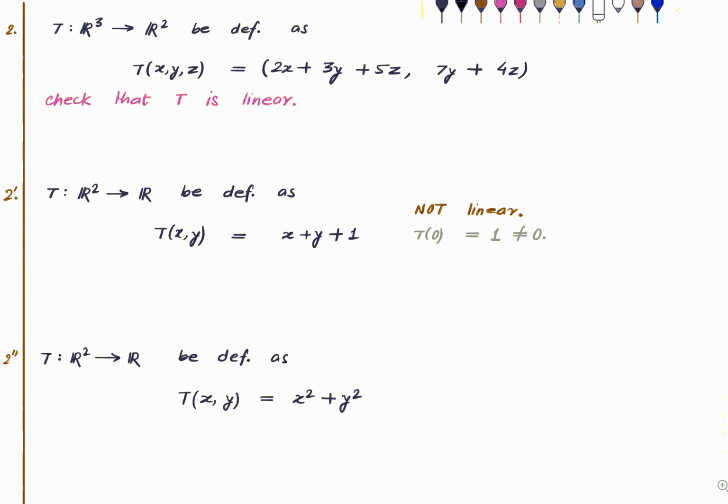Also, consider this example, R^2 to R, which takes (x, y) to this guy. This takes the 0 vector to the 0 vector, but this is certainly not a linear map, and I leave that as an exercise to you. Not linear. Generally, quadratics will not be linear. So this is not a linear map.